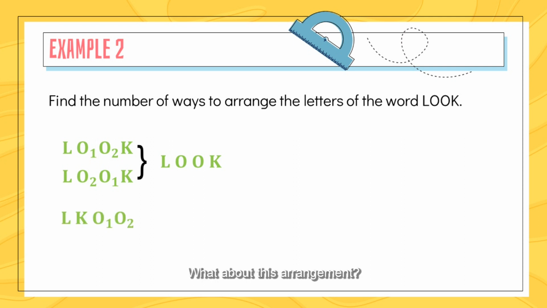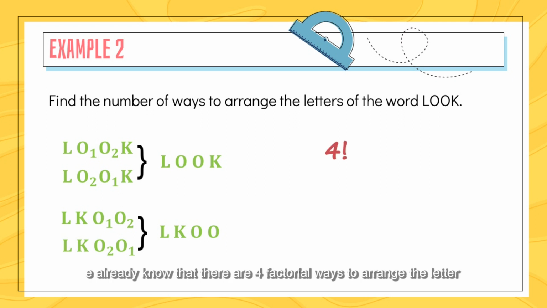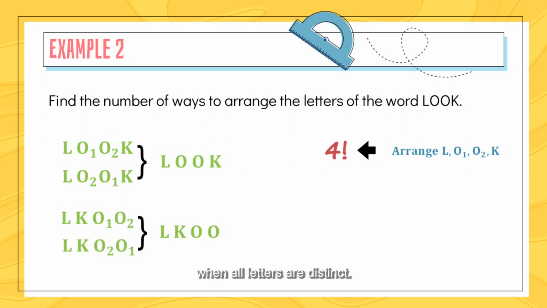Okay, now what about this arrangement? L, K, O1, O2. Reorder the O's and we get this: L, K, O2, O1. But this is the same thing: L, K, O, O. Now, I am not going to list out all arrangements because we already know that there are 4 factorial ways to arrange the letters when all letters are distinct. But when we change the O's back to identical, we notice that 2 of them give the same thing.